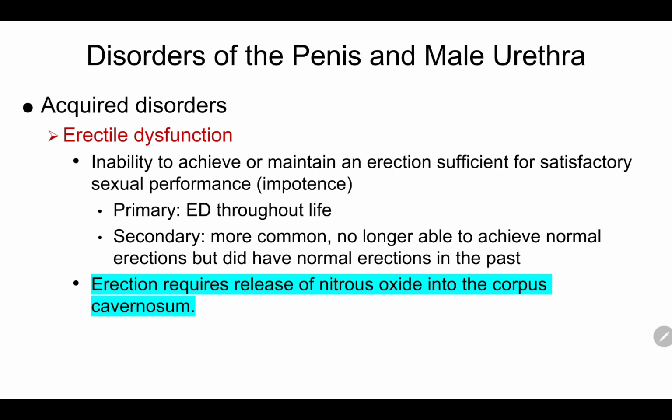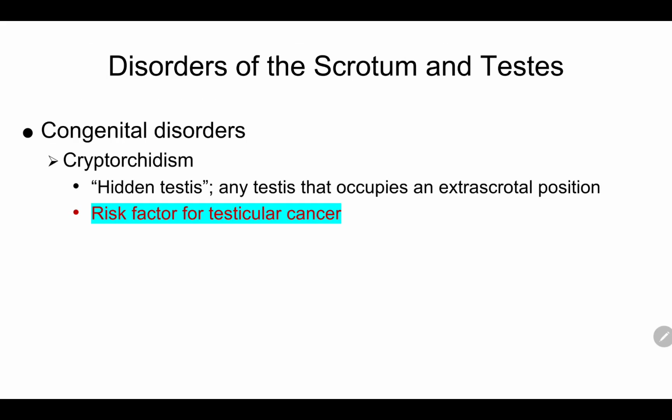Erectile dysfunction is simply the inability to achieve or maintain an erection sufficient for satisfactory sexual performance. When we're thinking about an erection, we have to think about our parasympathetic nervous system, but that erection is going to require the release of nitric oxide into the corpus cavernosum, which will allow blood to stay in that spongiform tissue. So we have to remember that physiology of an erection.